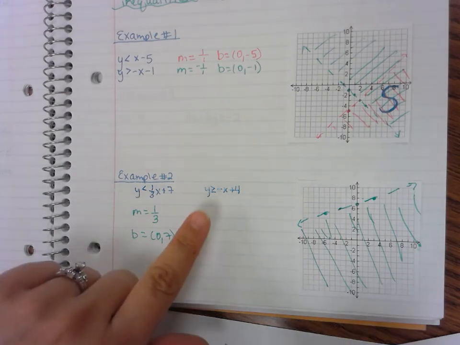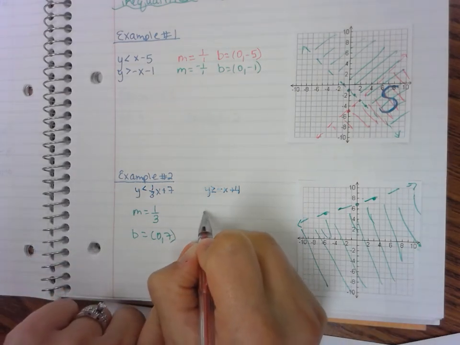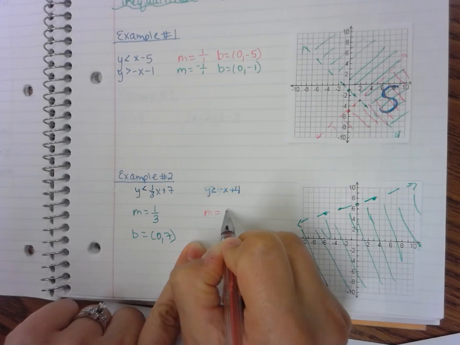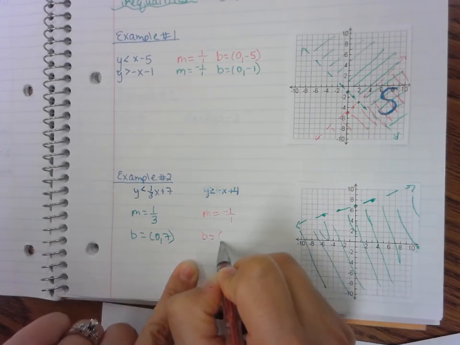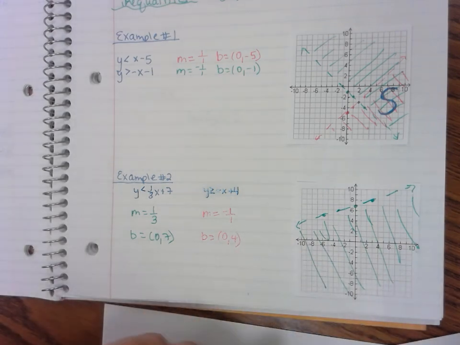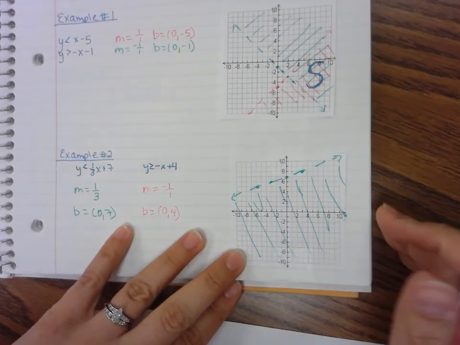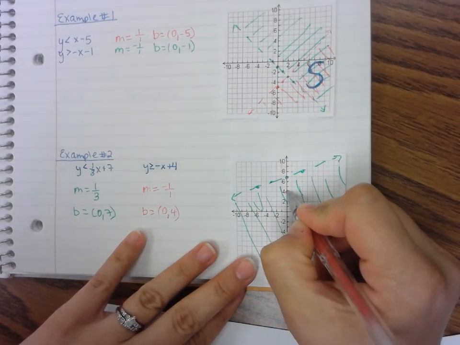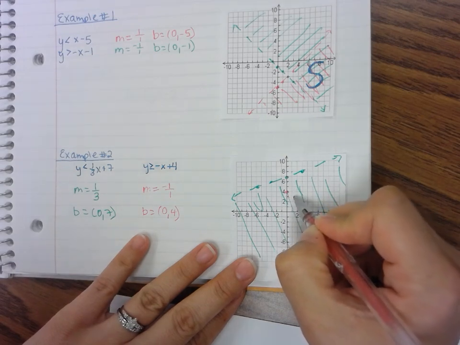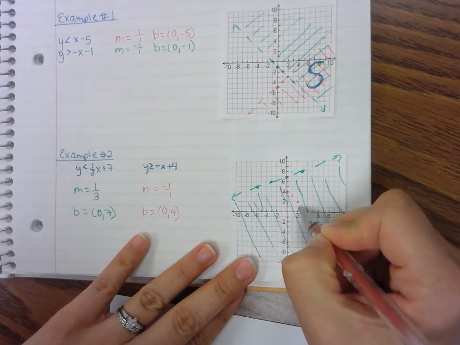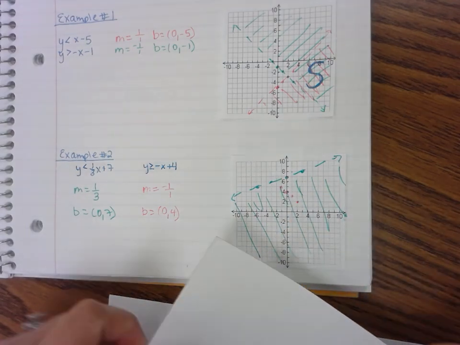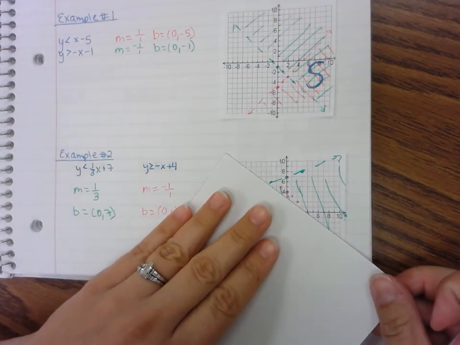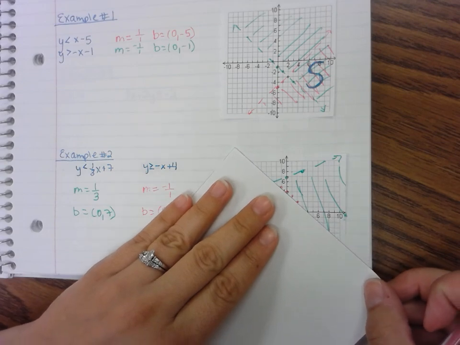The next one is y is greater than or equal to negative x. So my slope is negative 1 over 1. My b is plus 4, so (0, 4). So I'm going to start at 4, and my slope is negative 1 over 1, so I come down, or I can go up and to the left. Now this is going to be a solid line because it's greater than or equal to.